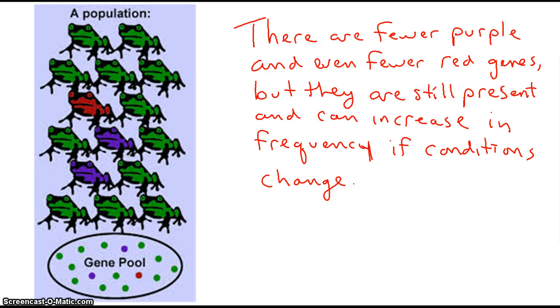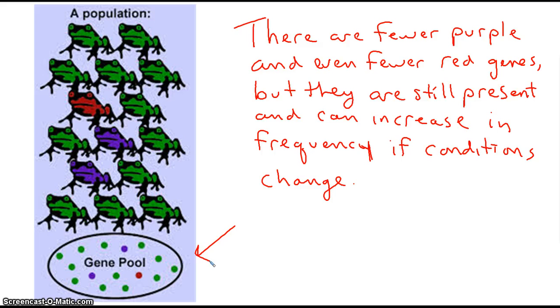So here's a population of frogs when we talk about the gene pool. You can see there's green, purple, and red frogs, and there's a lot more green frogs right now. So in the gene pool, the green allele would be represented at a higher rate. We can see down in the lower left that that's true of the gene pool. So there are fewer purple and even fewer red genes, but they are still present and can increase in frequency if the conditions change.